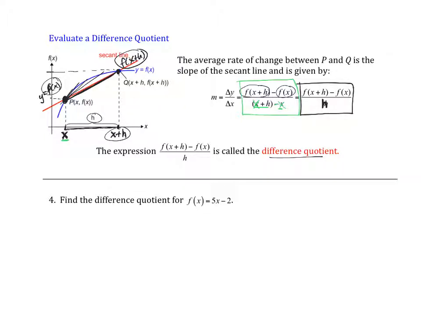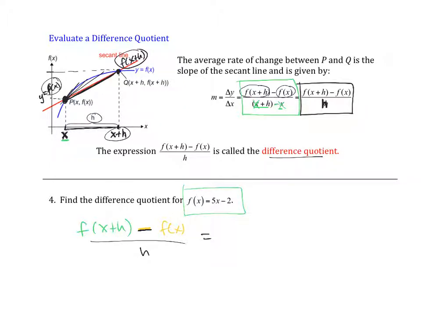Here's our function: f of x is equal to 5x minus 2. For the difference quotient, we take f of x plus h, and then minus, this is a really important part, a lot of people make a mistake on that one, minus just plain f of x, and then that's all over h. Be really careful of that minus.